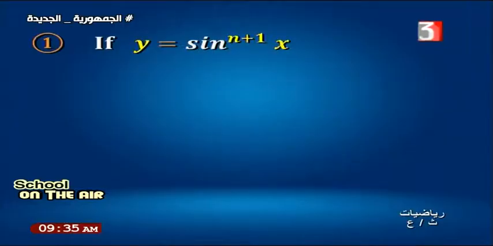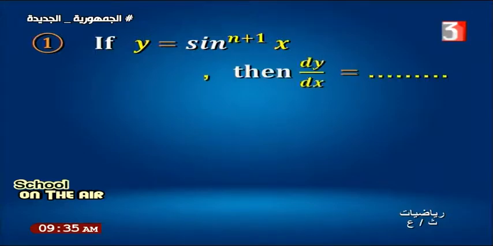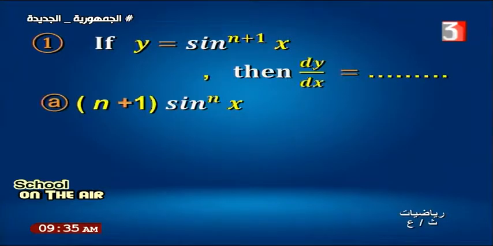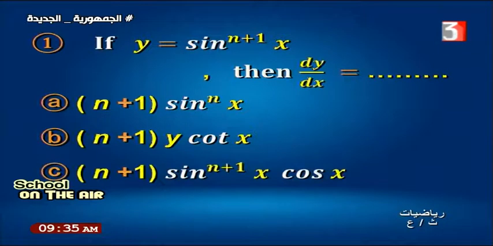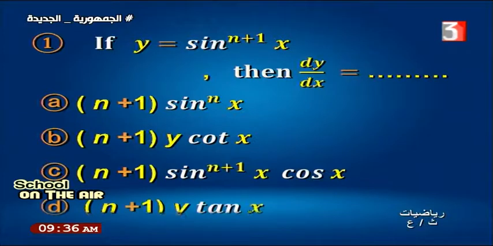Number 1: if y equals sine to the power n plus 1 of x, then dy/dx equals what? Equals (n plus 1) sine power n x, or equals (n plus 1) times y cotan x, or equals (n plus 1) times sine power n plus 1 x times cosine x, or equals (n plus 1) times y tan x.